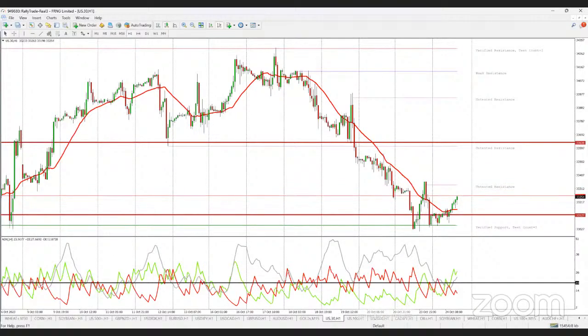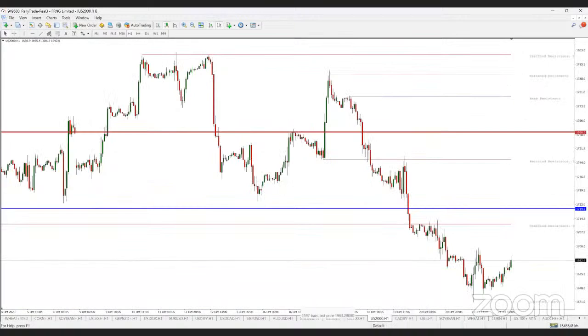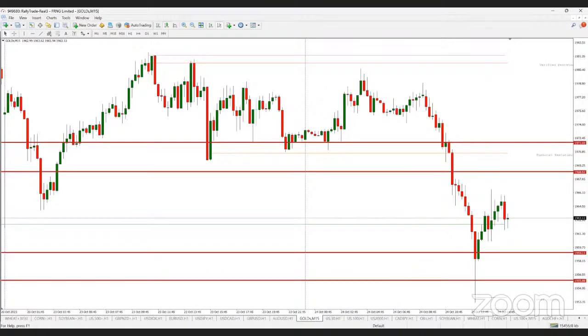All right. So for US 30, it's a buy. US 100, it's a buy. US 2000, it's also a buy. And I said gold, the entry position is 1968.52, and the TP is 1971.93.